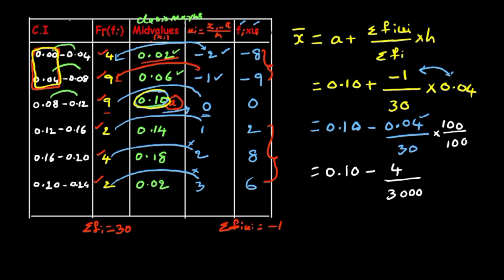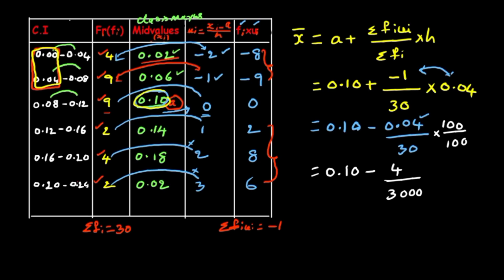Okay, so we'll move on to the next page. Yes, what we got is 0.10 minus 4 divided by 3000. 4 divided by 3000. Okay, how to divide this? It's a very big challenge. I will show you in rough work how to divide this one.